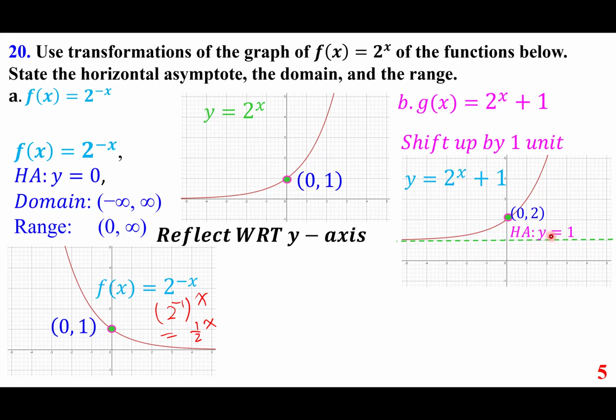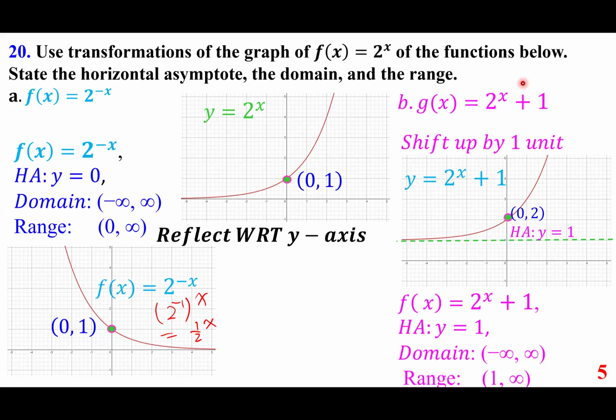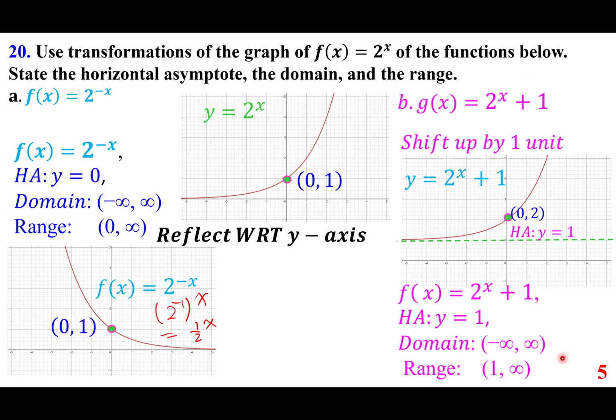What about the domain? The domain doesn't change. Look at all three, all real numbers. But the range over here is from 0 to infinity, but now it stops here. So from 1 to infinity. So the difference is the range is no longer the same. So I hope it's clear to everybody.